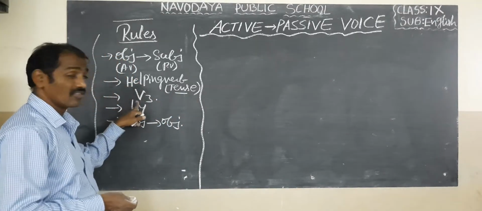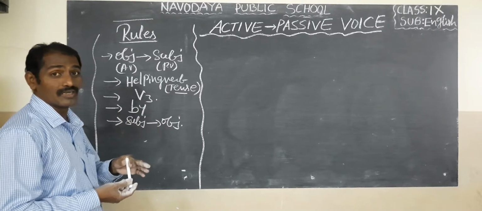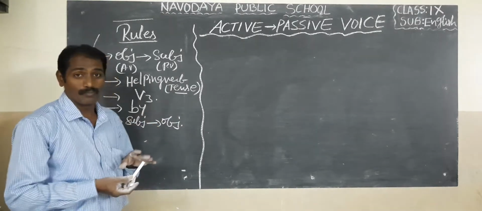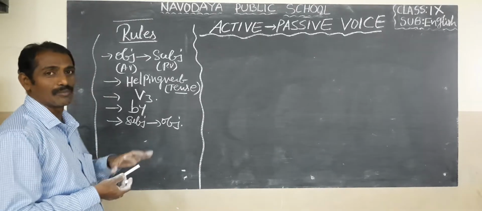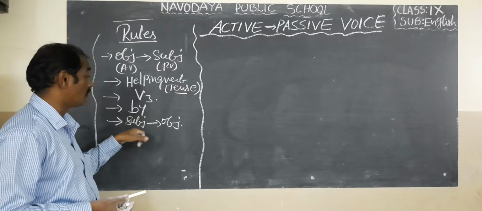Next, the third one is V3. But some students don't know the correct conjugation of V3. Next, the preposition by. Here the doer or agent, the action done by the subject, so we should write by. The last one is the subject becomes the object.